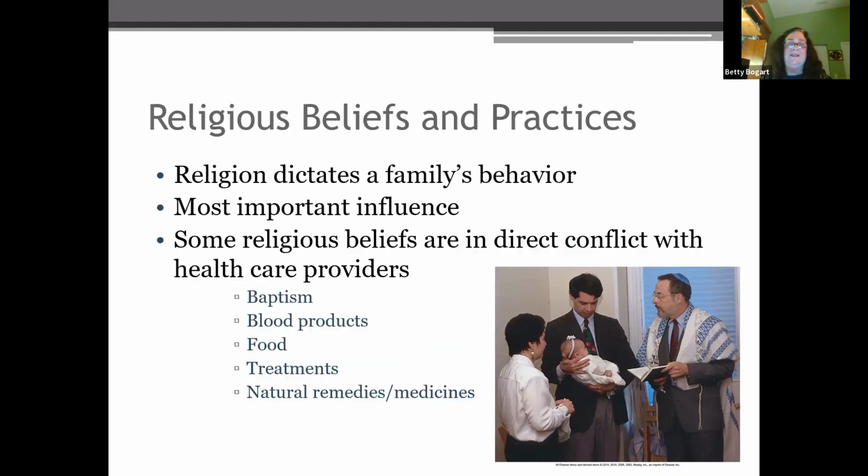Oh, another thing is talking about natural remedies and medicines. Many cultures believe in teas and different sorts of spices that help. Now, my husband is Jamaican. When he gets sick, he likes ginger and he likes garlic and teas and all different things. And it's okay that they can incorporate that within medical treatment if it's allowed. But if it's going to hurt the treatment, you need to tell them no.